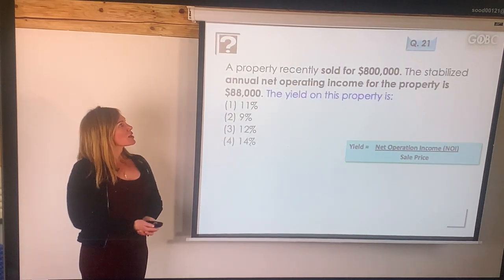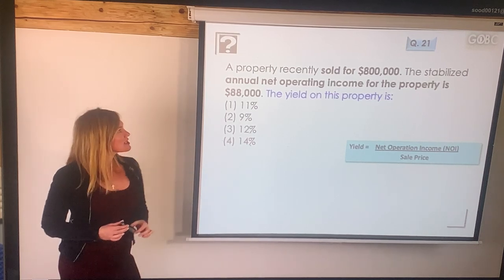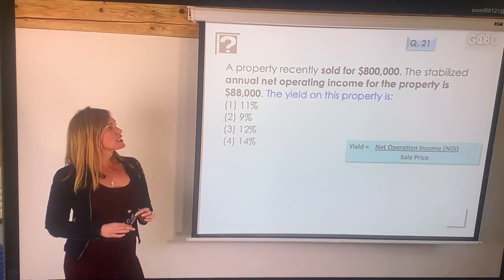Okay, next one, question 21. A property recently sold for $800,000. Okay, so we have a sale price. The stabilized annual net operating income for the property is $88,000. So we have the NOI. Okay, and the yield of this property is.